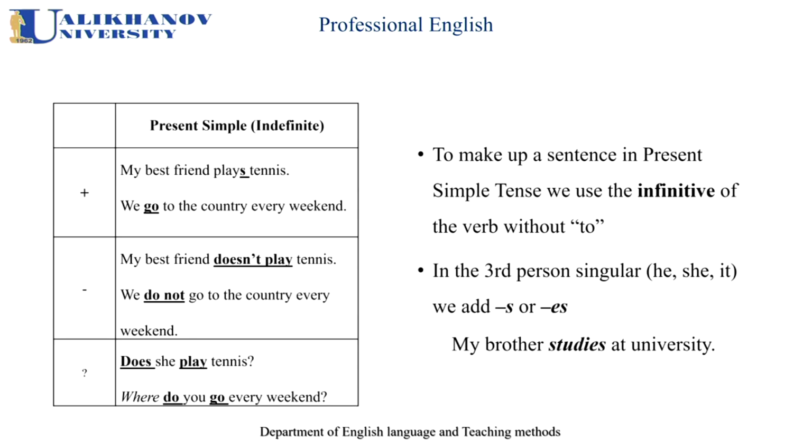To make up a sentence in present simple tense, we use the infinitive of the verb without to, and in the third person singular, he, she, it, we add the ending s or es. For example, my brother studies at university.